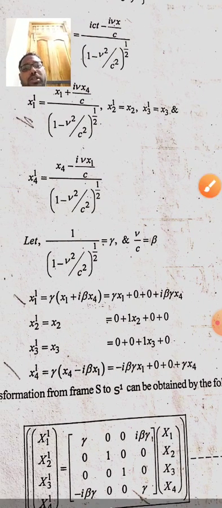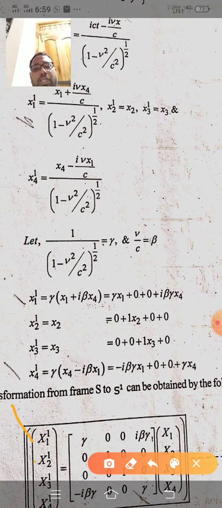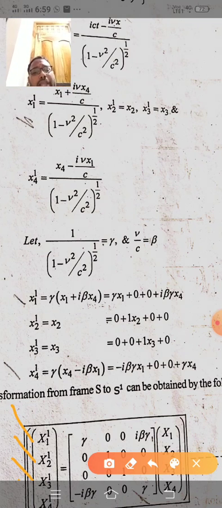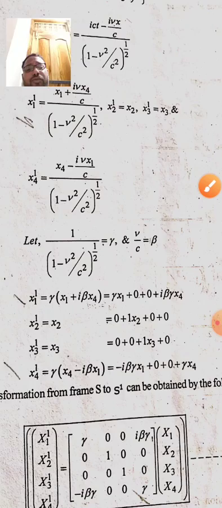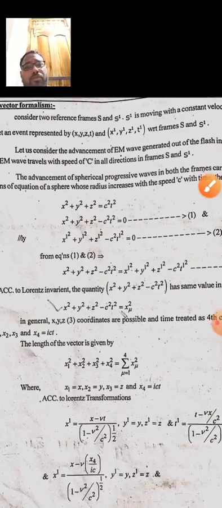So here x1 dash, x2 dash, x3 dash, x4 dash. So this one is the 4 vector formula, that is the matrix: gamma, 0, 0, i beta gamma; 0, 1, 0, 0; 0, 0, 1, 0; minus i beta gamma, 0, 0, gamma; multiplied by x1, x2, x3, x4. This one is the 4 vector formalism. You can derive the 4 vector formalism.